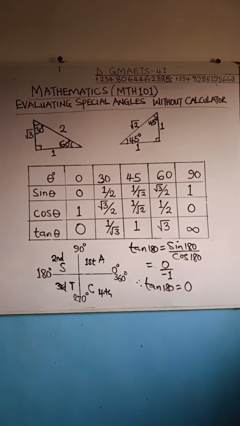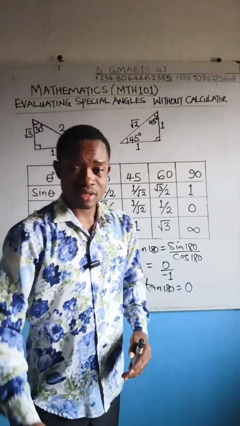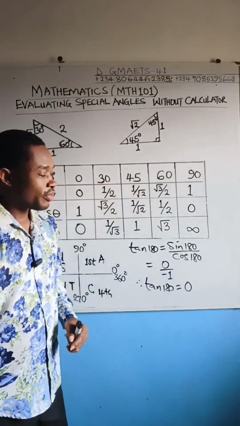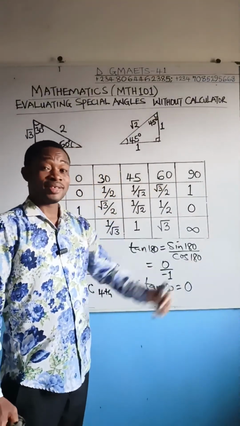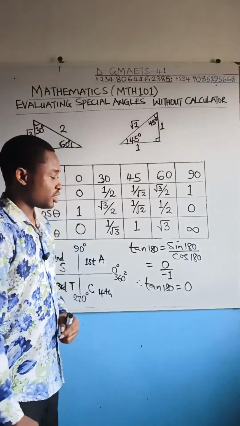What is sine 37? Don't worry, 37 is not a special angle, so we are coming to that. Are you following, right? I want you to learn the values of special angles first. That's the most important thing before you can apply that knowledge to obtain the value of sine, cos, and tan of non-special angles.